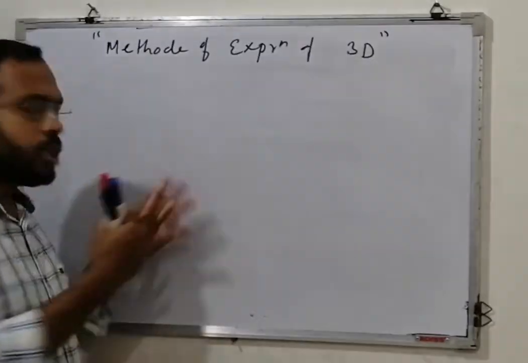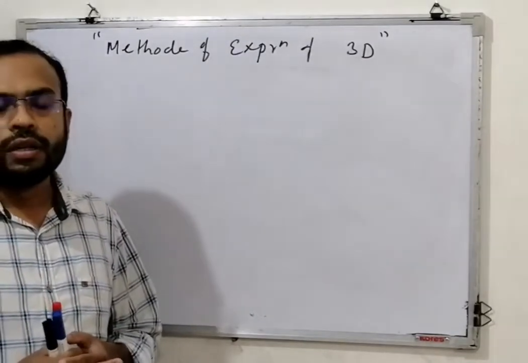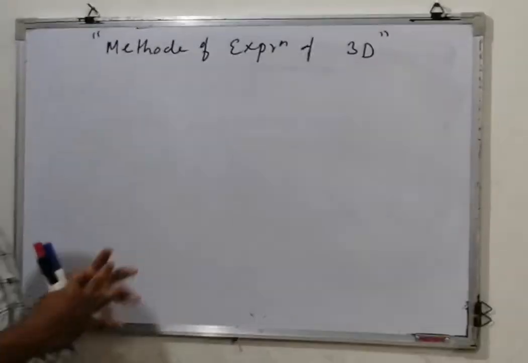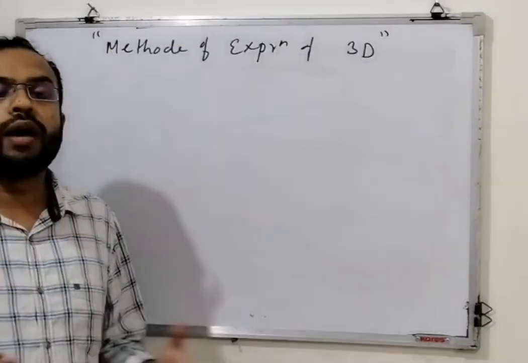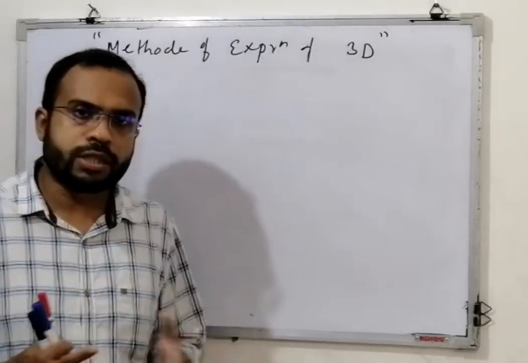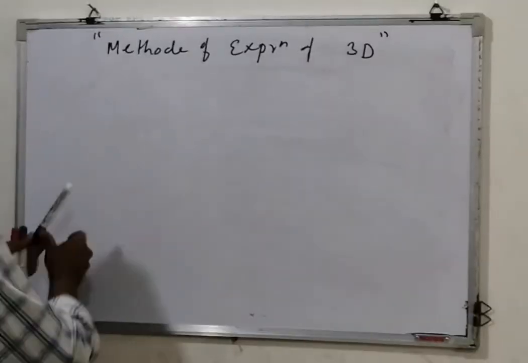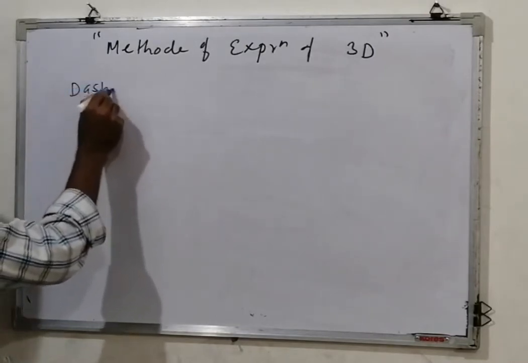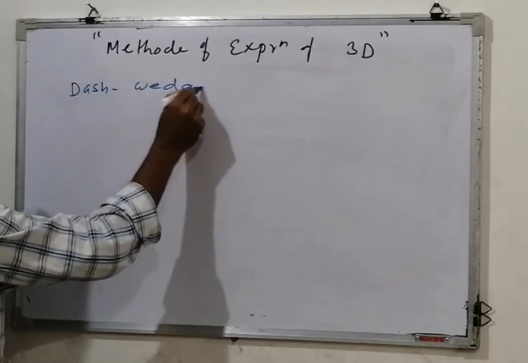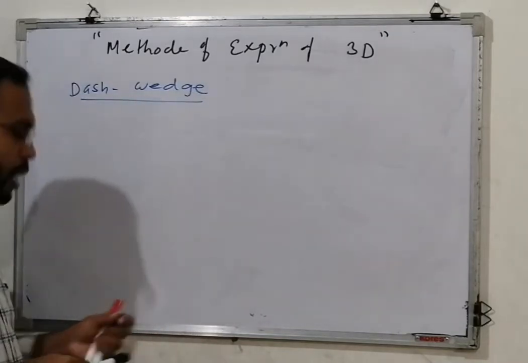Because we have a two-dimensional board and a two-dimensional paper, we want to express our 3D molecules on a two-dimensional plane. To start, the first is the dash and wedge formula representation.